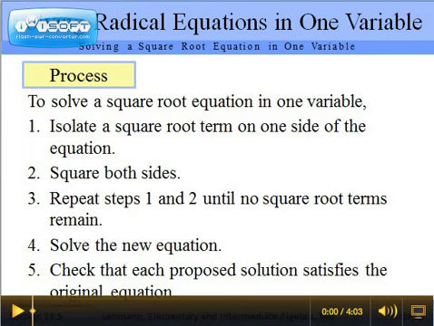So to solve a square root equation in one variable, we want to isolate a square root term on one side of the equation, square both sides, and then repeat steps 1 and 2 until no square root terms remain, solve the new equation, and check that each proposed solution satisfies the original equation.